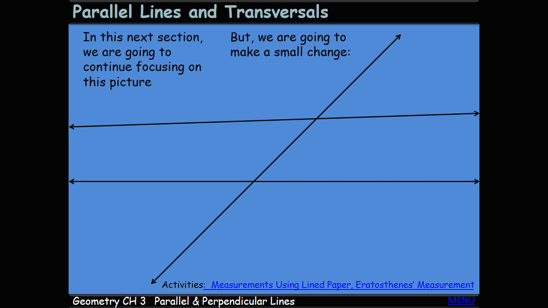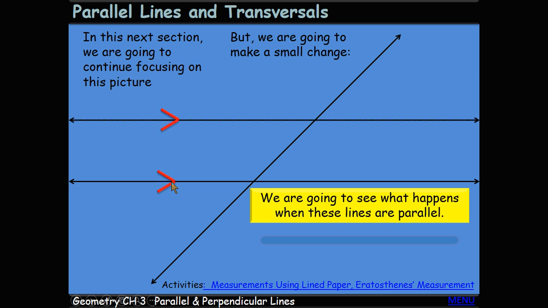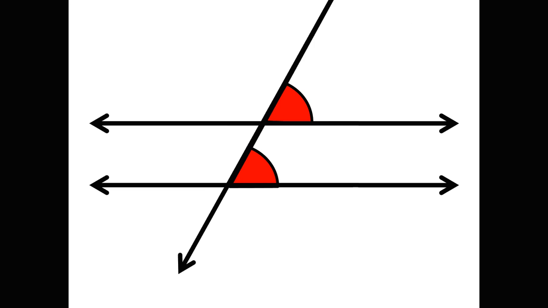We're going to take one of the lines and turn it until our two lines are parallel to each other, and now we have parallel lines crossed by a transversal. These two lines are now parallel. Now we've already seen that when they're parallel, we see a pattern in the angles. And the pattern looks something like this.